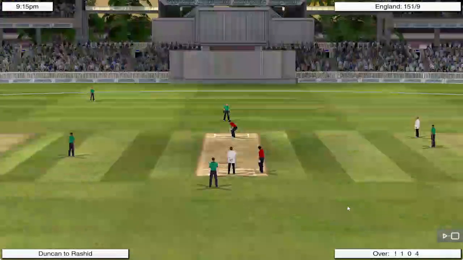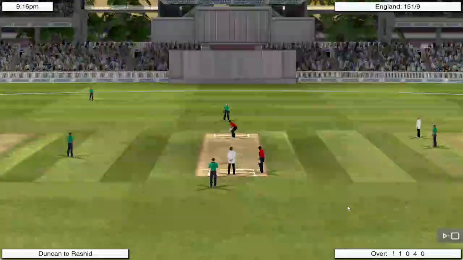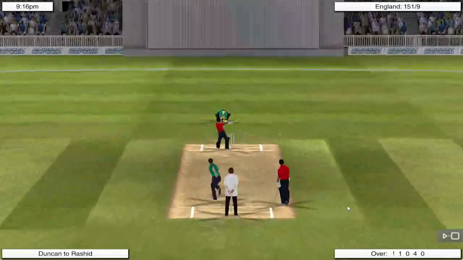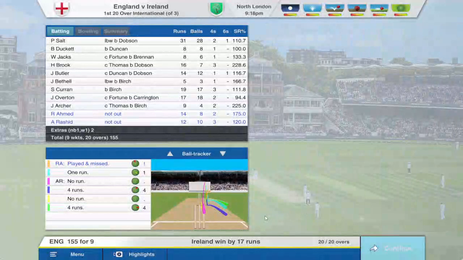I think so. 4 runs given that ball. And this time another dot. So, two matches of the Super 8 and two blunders here. Ireland have won the second match.